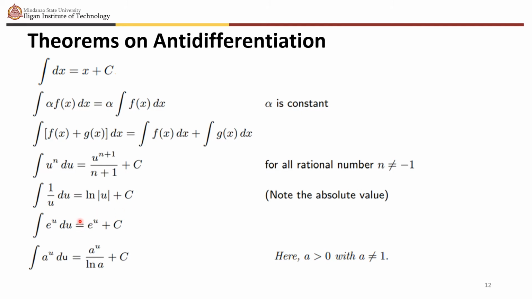So note that we have here ln of the absolute value of u. The integral of e to the u du is simply e to the u plus c, the same function. The integral of a to the u du is equal to a to the u all over ln of a, plus c, where u is a function of x and a is a constant.